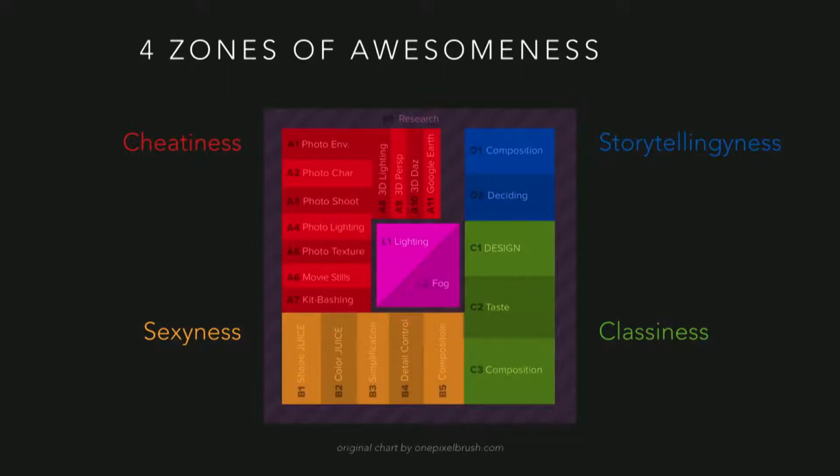I particularly like this theory called four zones of awesomeness. It's been created by Shady Safari from One Pixel Brush. It's about how we divide the artist's skill set and the art itself into these zones, and how these things put together actually let us create something awesome. And why I like this theory is that I like to find parallels between art and applications.